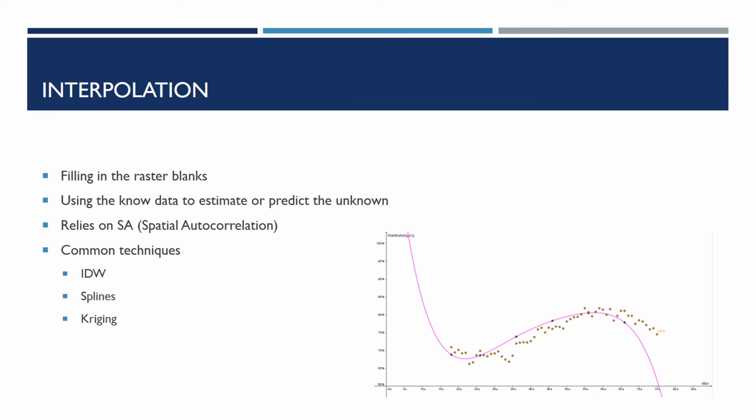Interpolation, need to know what it is. Filling in the blanks, basically. Taking the known data to fill in the unknown, to fill in the values at locations where we don't have any data. A couple of techniques: IDW, splines, and Kriging. You need to know about splines and Kriging, inverse distance weighting as well, but that's pretty basic. IDW, closer points contribute a greater percentage in terms of the weighted average. Splines and Kriging, we're going to talk more about those in a slide or two.